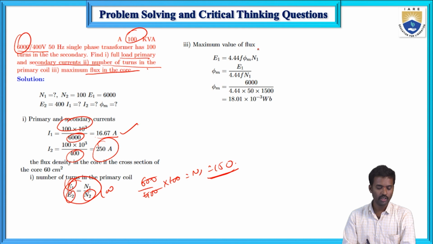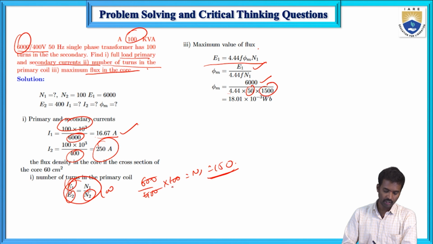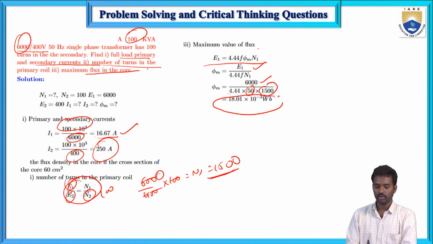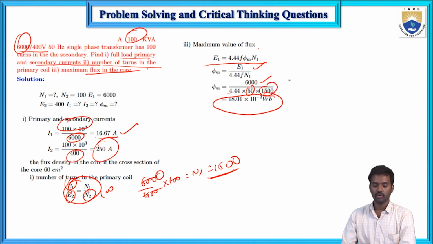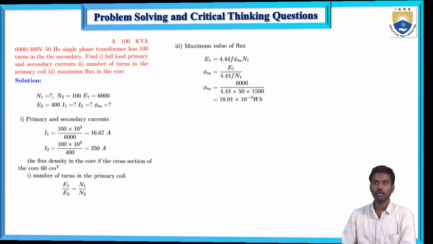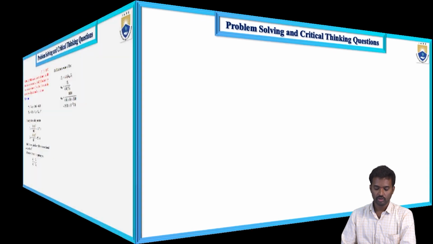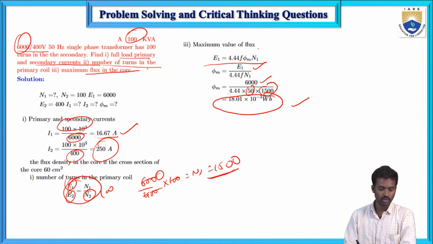And next, the maximum value of flux. So E1 equals 6000, f is 50, and N1 equals 1500. So this is 6000 and 1500. Now this value equals 18.01 into 10 power minus 3 Weber. So here it is Weber only, not flux density, flux only.